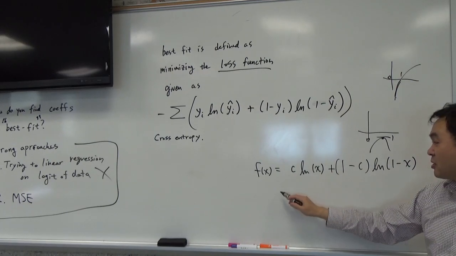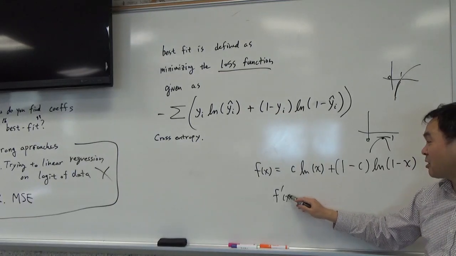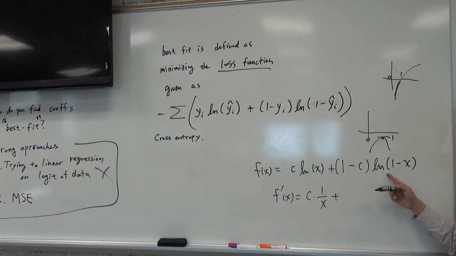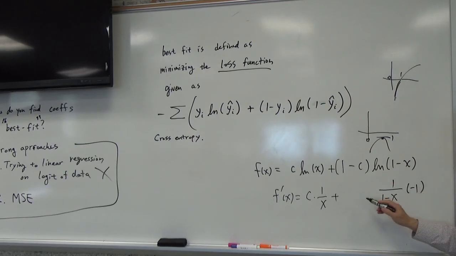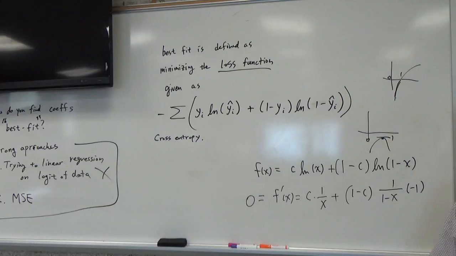So let's differentiate this. You still remember your calculus? What's the derivative of ln of x? 1 over x. Oh, this one's harder. You have to use the chain rule, right? It's 1 over 1 minus x, and then you pull the inside out and differentiate. What do you get? Minus 1. So minus c. And then you set this equal to 0, to find the value of x that would have the maximum value.